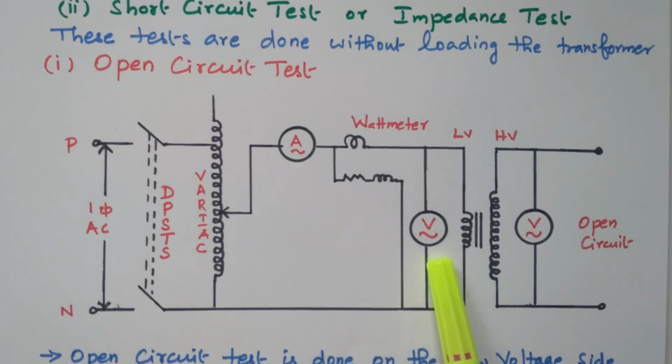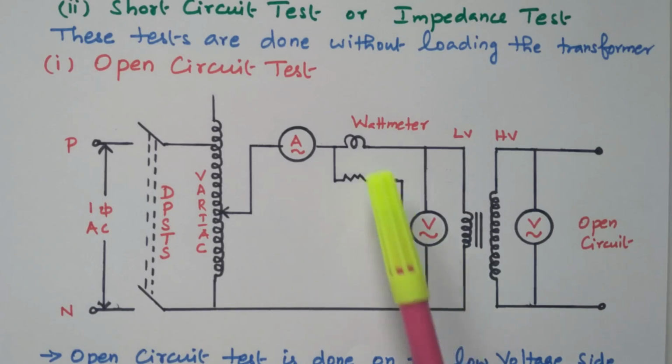This voltmeter will measure the primary rated voltage. Similarly, this wattmeter will measure the no load input power given to the primary. So the ammeter reads the no load current, the voltmeter reads the rated voltage, and the wattmeter reads the no load power.